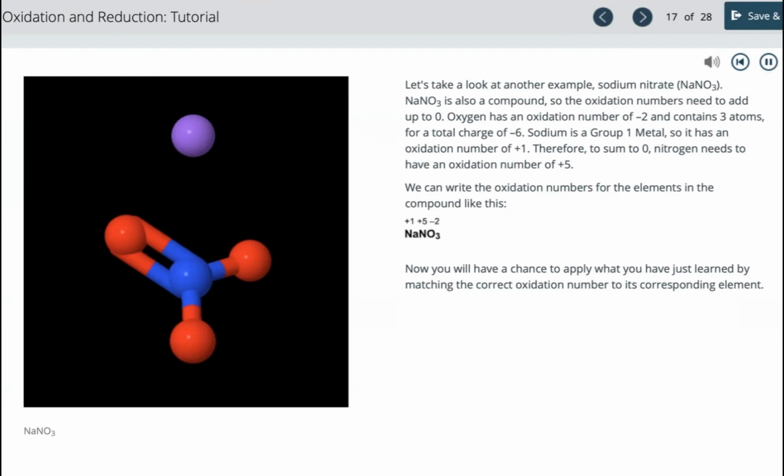Now, you will have a chance to apply what you have just learned by matching the correct oxidation number to its corresponding element.